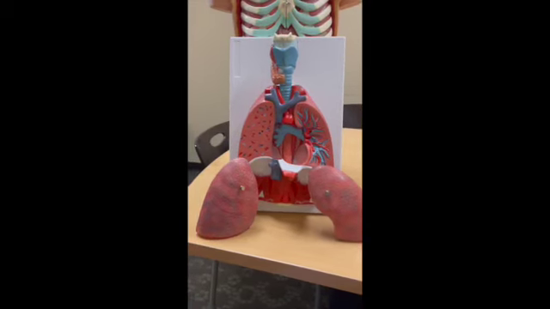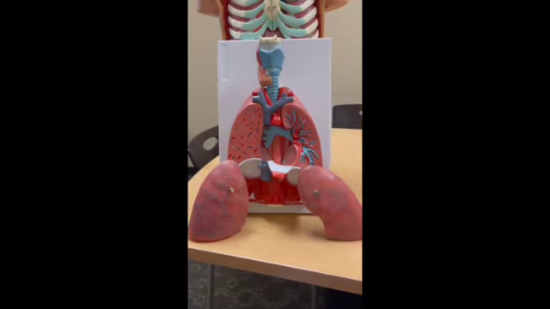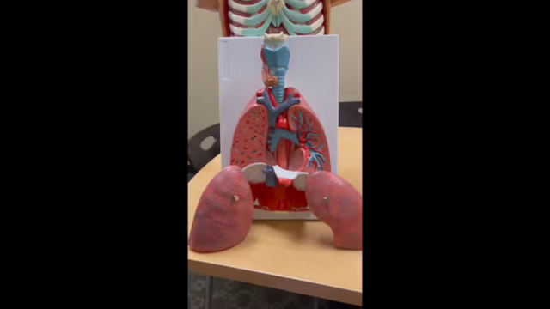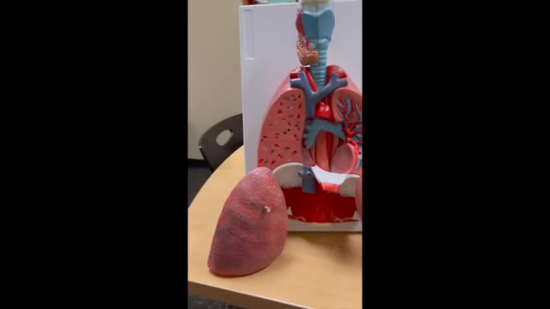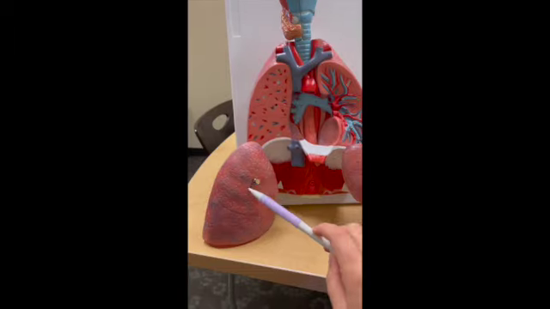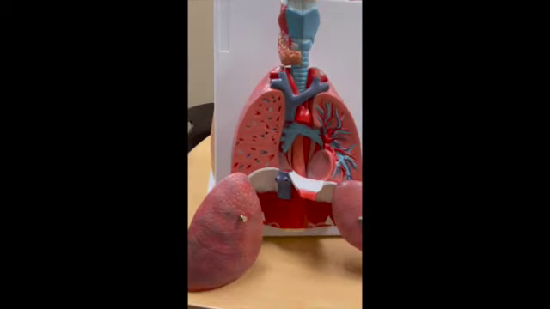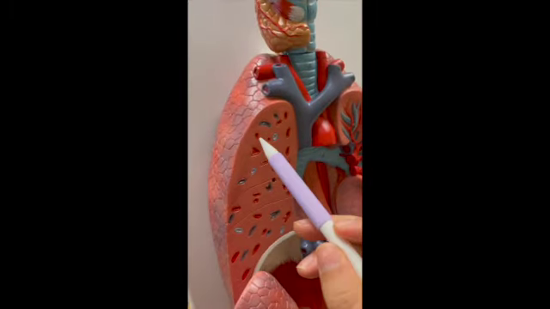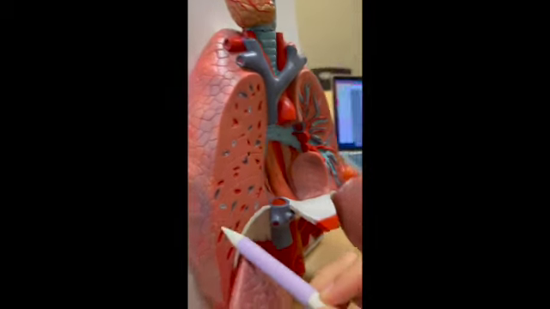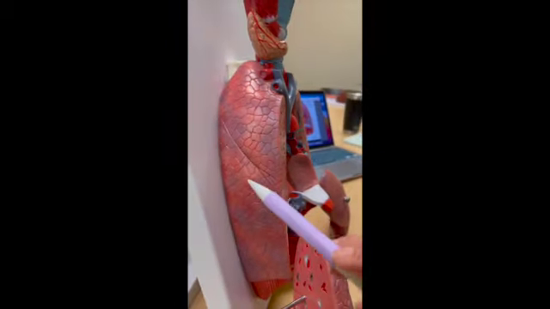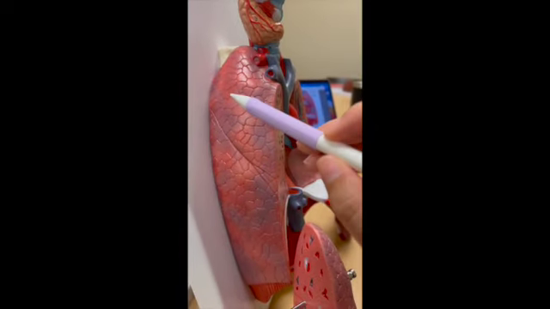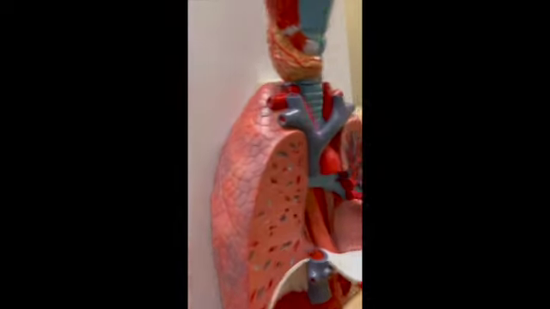Okay, so for this model, we're going to look at our lungs and some internal structures. Starting off, we've got our right lung. You can see the superior, middle, and inferior lobes. When you get closer up to the model, we have superior, middle, inferior. You can't really see the middle from the posterior aspect, so you just see superior and inferior.